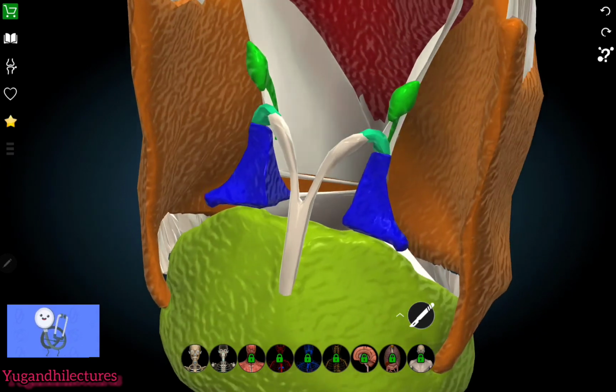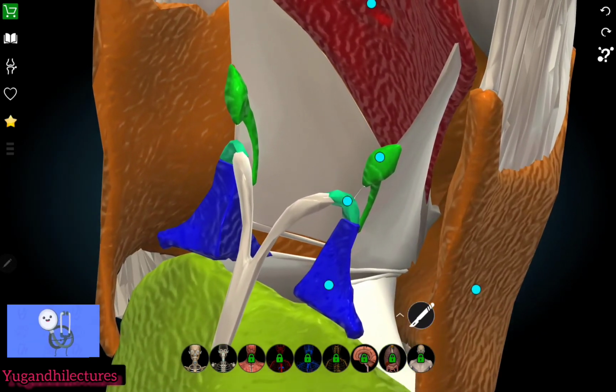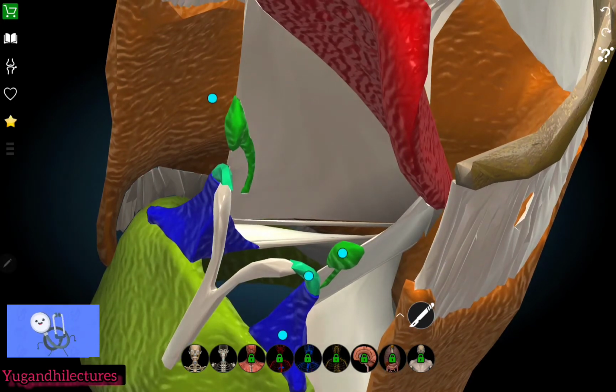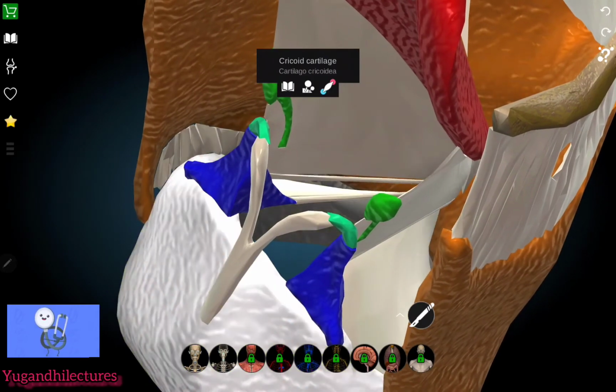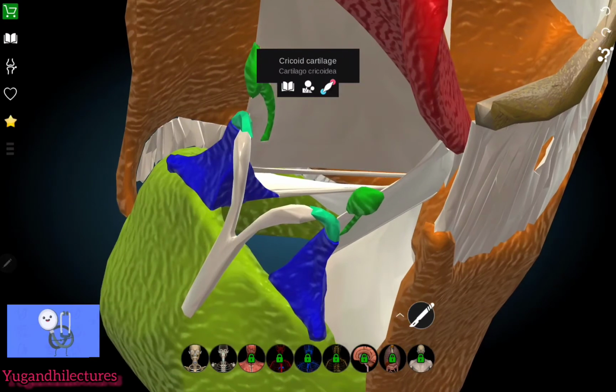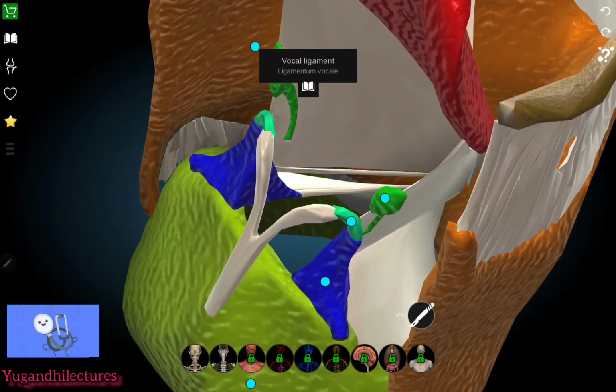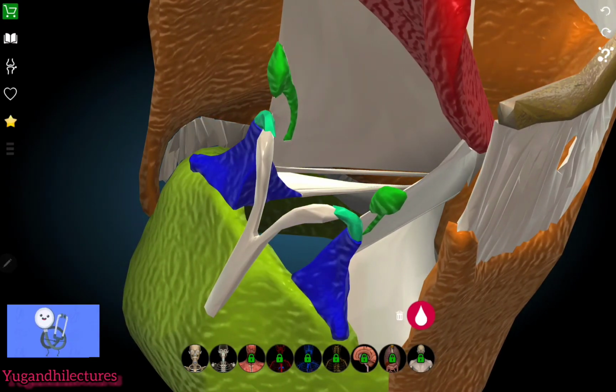Then coming to the anterior prolongation of the base. You can see here how the base of the arytenoid cartilage has prolonged anteriorly. This anterior prolongation of the base of the arytenoid cartilage forms the vocal process, to which the vocal ligament is attached. You can see here this is the vocal ligament once again. I'm just going to colorize the vocal ligaments so that you could differentiate them from the conus elasticus.